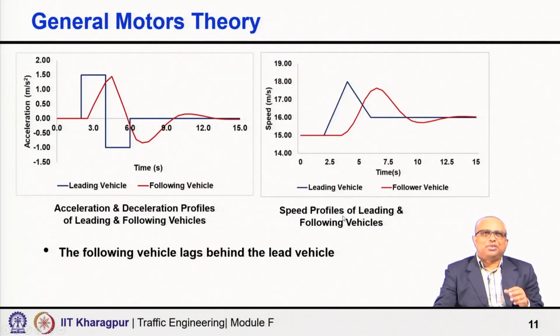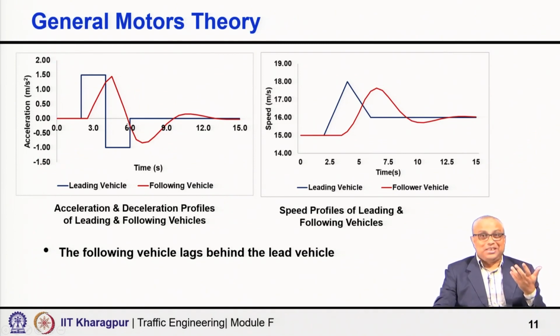Now, here I am trying to show how the curve will look. X axis is the time, y axis is the acceleration. The black line shows the leading vehicle, how the acceleration value is changing over time, and the red one shows the following vehicle, which we tried to model using the car following model.